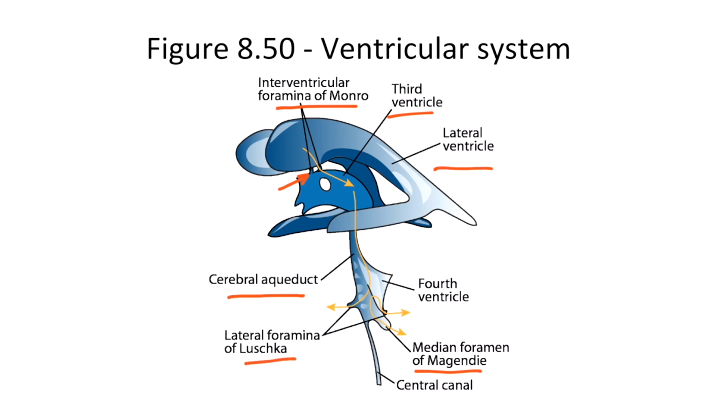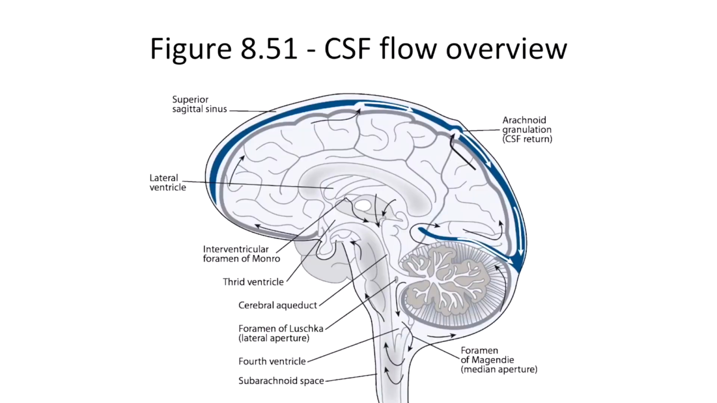foramina of Luschka. Okay, with this in mind, let's look at a mid-sagittal view of the brain to see where the CSF goes after moving into the subarachnoid space. This is figure 8.51, which provides an overview of the normal flow of CSF. From the last slide, we showed that the CSF had just moved into the subarachnoid space through the foramen of Magendie and the two lateral foramina of Luschka.